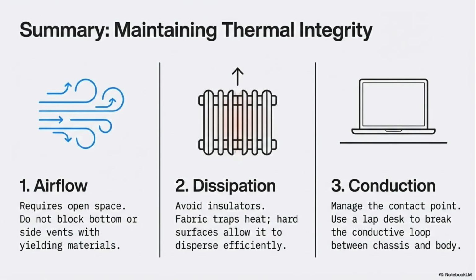To summarize, to maintain thermal integrity, ensure proper airflow by using open space and avoiding materials that block vents. Manage dissipation by avoiding insulators and allowing heat to disperse efficiently on hard surfaces. Finally, control conduction by managing the contact point, using a lap desk to break the conductive loop between the chassis and your body.